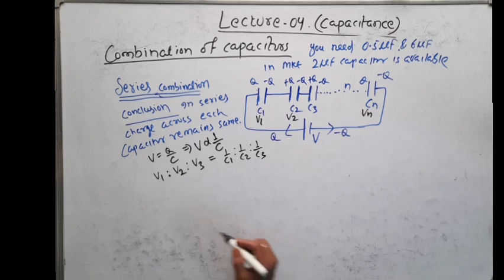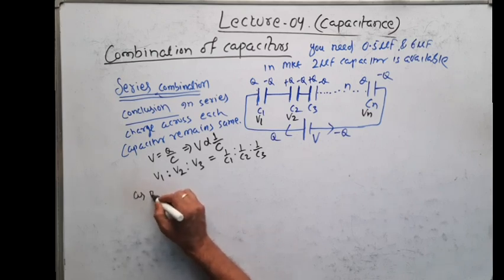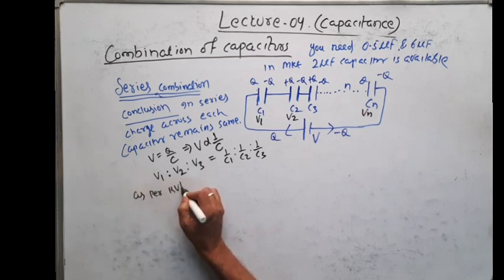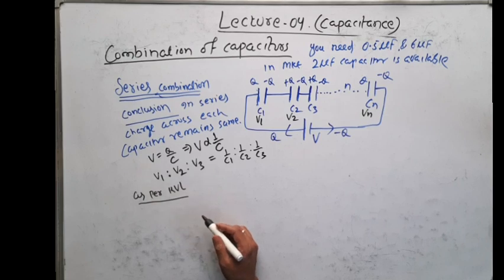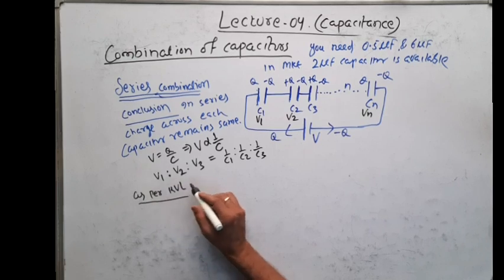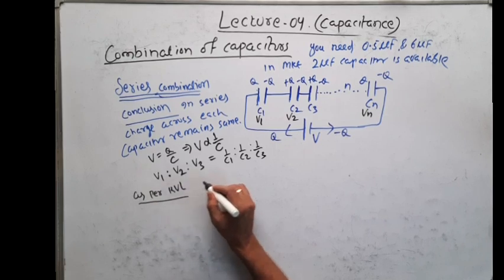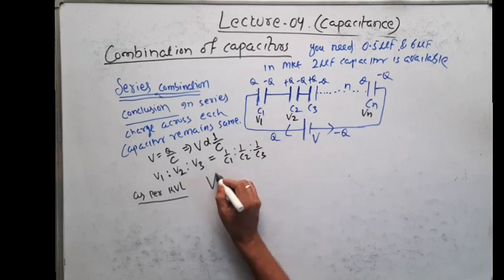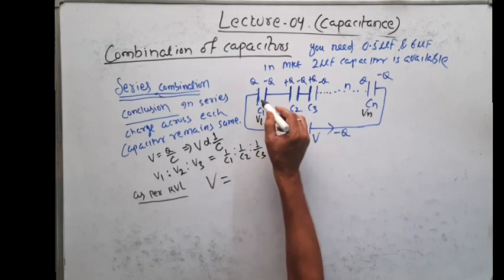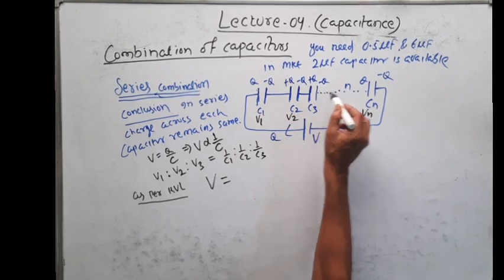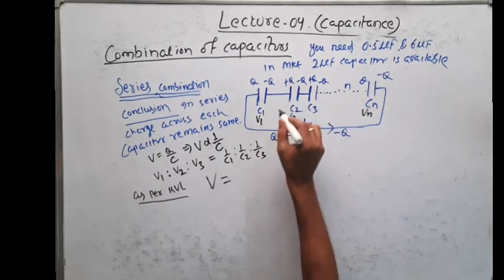Now we know, as per Kirchhoff's voltage law, which you have read in class 10th physics, what is Kirchhoff's voltage law? The total supplied voltage, that is V, is equal to the sum of the voltage across each capacitor, across each element.